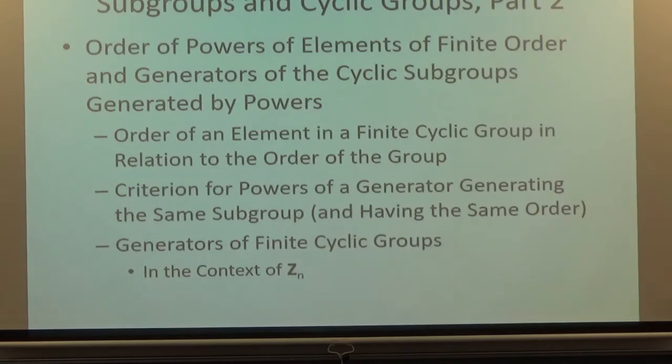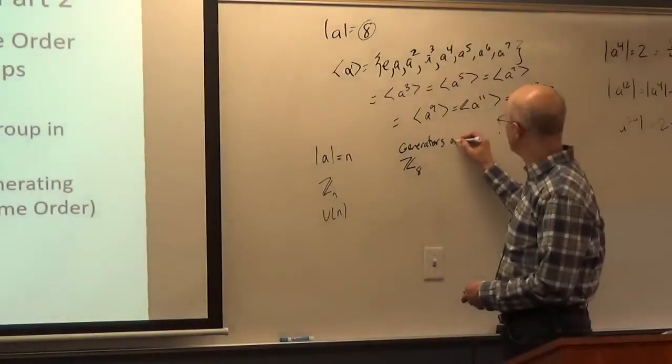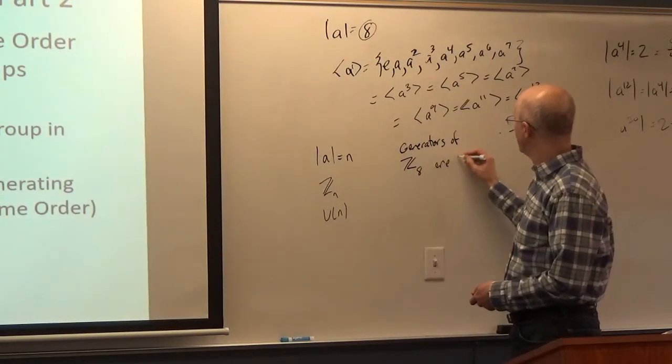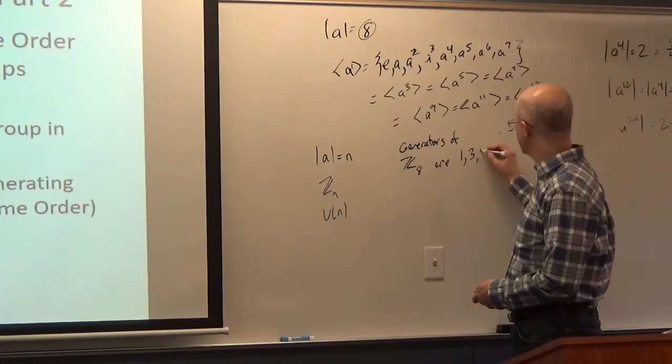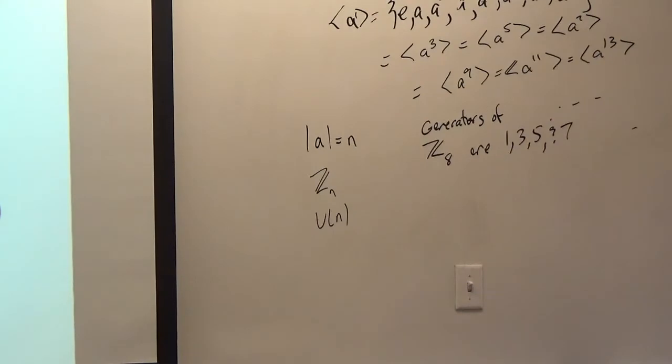And there's a certain number of them that we're going to talk about in a minute. In the context of Zn, again, just remember the group is addition mod n. So Z8, for example, generators of Z8 are 1, 3, 5, and 7. But remember, the operation is addition, not multiplication.